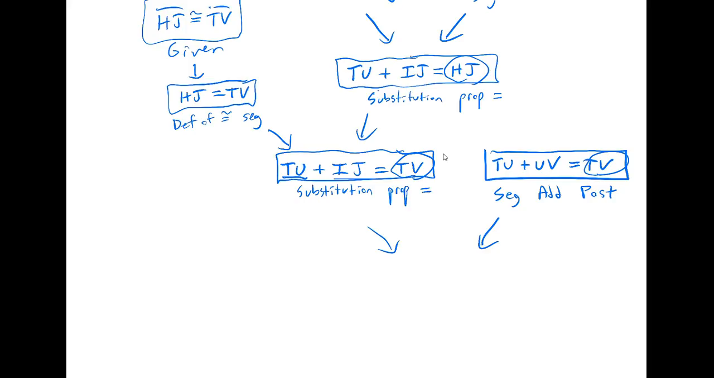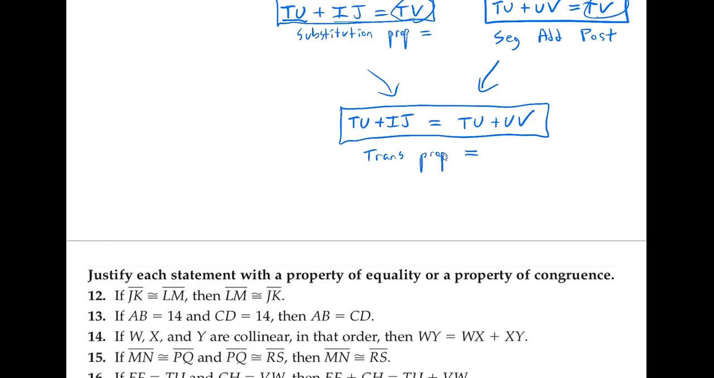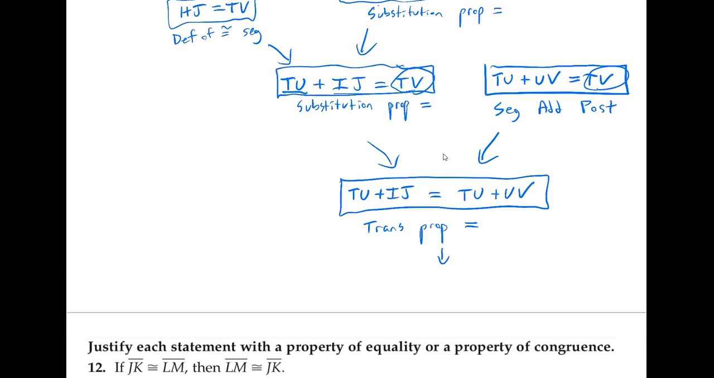You could call this substitution, but most specifically what we're doing is the transitive property. They're both equal to the same thing. So the transitive property of equality, and we're using algebra, says that TU plus IJ is equal to TU plus UV. And then what do we do next? Last step, well actually, second to last step because we have to get back to geometry, is we can now say that IJ is the same as UV.